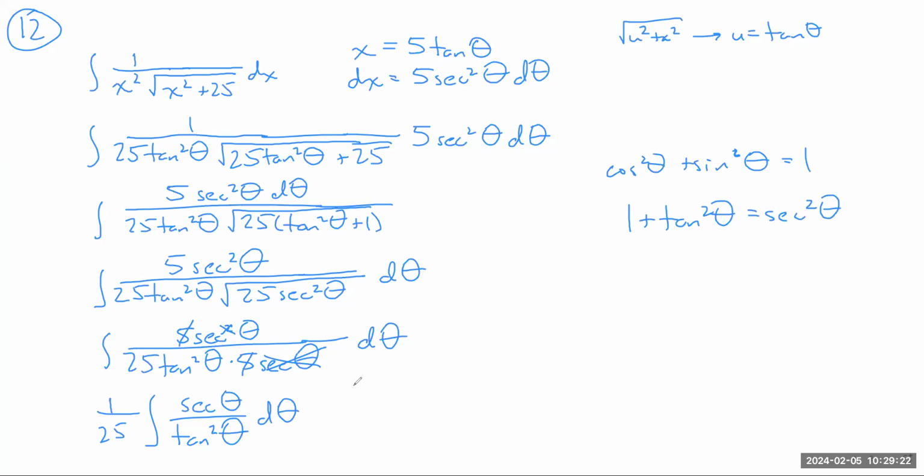Something I will advise here: it looks a lot simpler than it was, but I think we can make it simpler. Can you put it as cosine? I would advise looking at this in terms of sines and cosines. So secant is 1 over cosine theta, right? What's tangent squared? Sine squared theta over cosine squared theta. How does this simplify? This cancels one of these. So now I get cosine theta over sine squared theta.